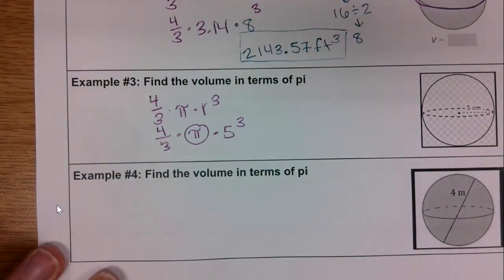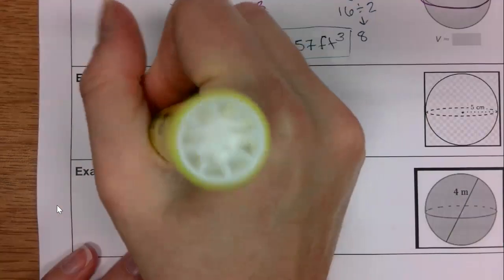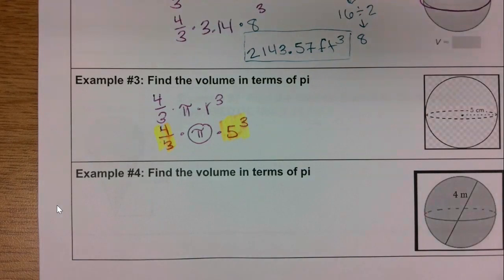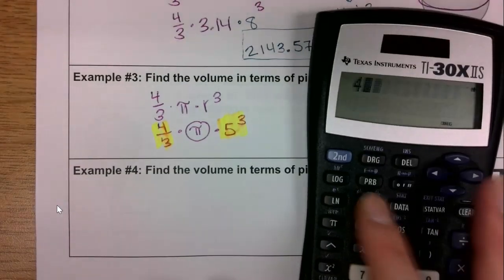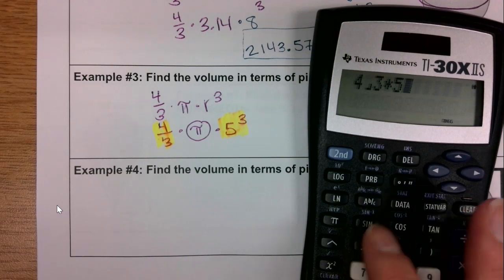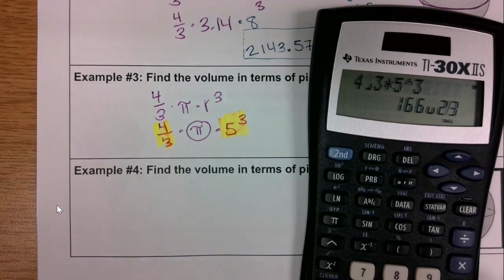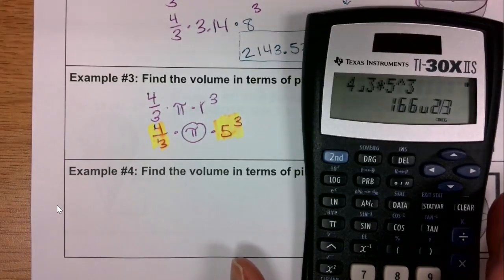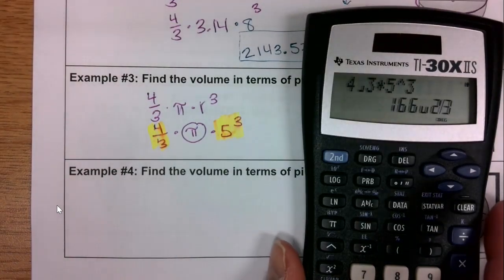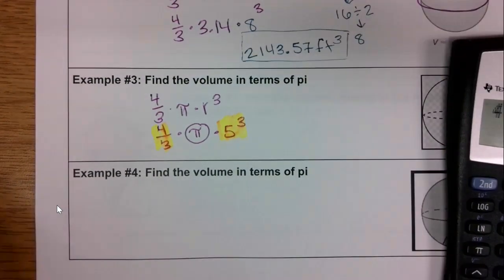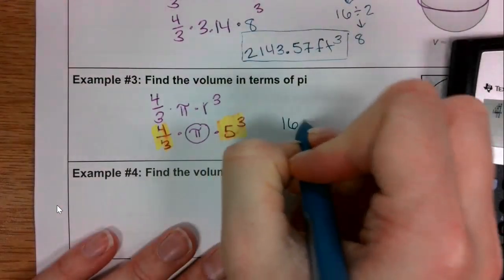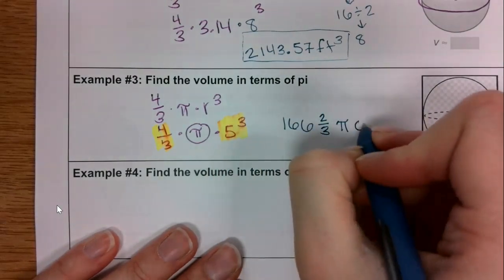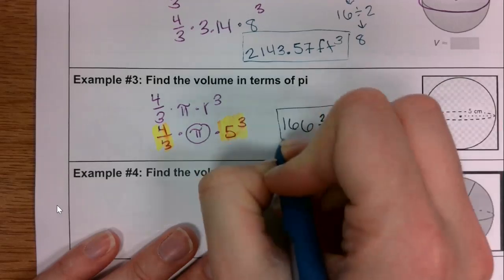So we are going to multiply our 4/3. We are going to multiply our 5 to the third power, everything except for that pi. So we're going to do 4/3 times 5 to the third power, and it gives us a mixed number. Remember, we talked about this last week on one of our problems. We were getting some mixed numbers, and that's A-okay. So we will have our answer as 166 and 2/3 pi, and then this would be centimeters cubed.